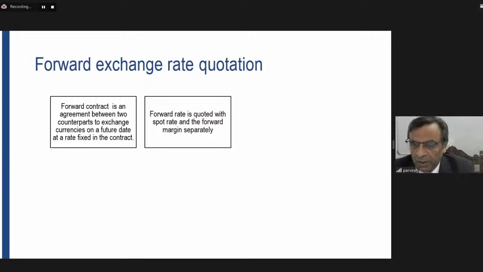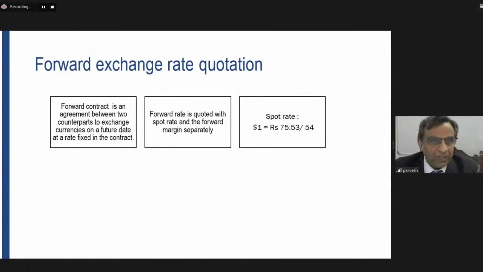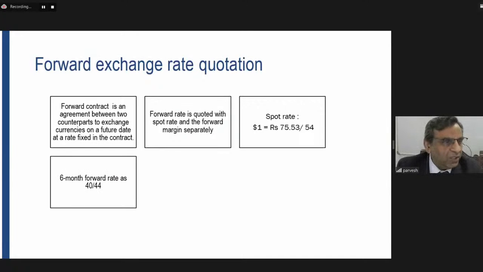The forward rate is quoted with spot and forward margins separately. This is the way normally how forward rates are given. You will be given a spot rate and a forward margin, or the swap points will be given to you. The spot rate is given to you, which is $1 is equal to 75.53/54. For simple reason, we have taken a 2 decimal place quote to understand the concept. And the 6-month forward rate is 40/44. Normally the bid points will always be lower than the ask points, so it is coming in right order, 40/44. But it can be given in reverse also, but I'll explain that later. So it is 40 and 44. It will be in increasing order if the dollar is quoting at a premium. We'll understand that very shortly.